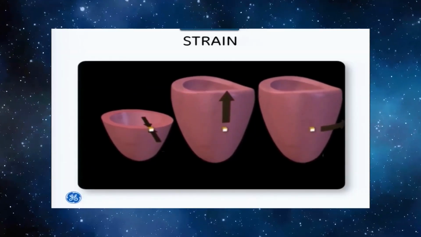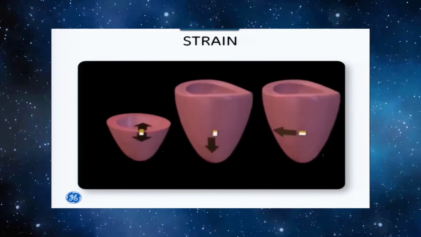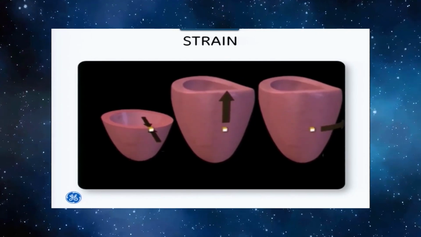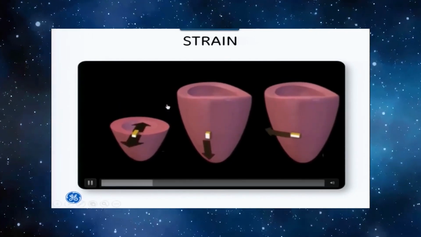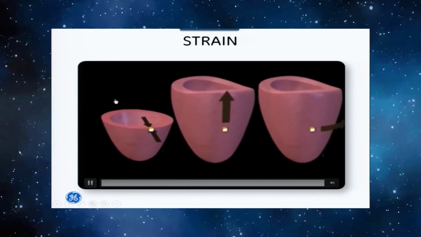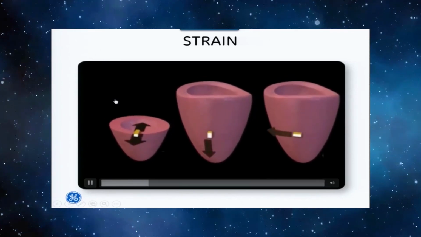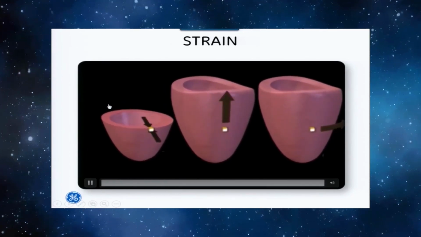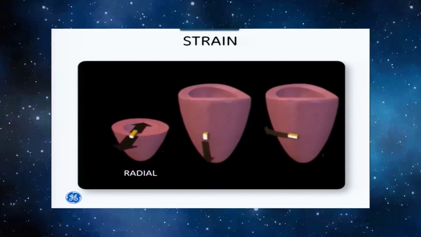So based on what we've already learned about strain, looking at these different mock-ups of the heart, and we're looking at the different ways that the heart contracts. For this first image right here, what kind of strain would you guess that we're looking at here? Since we're looking at the wall thickening, hopefully you guessed that was radial strain.